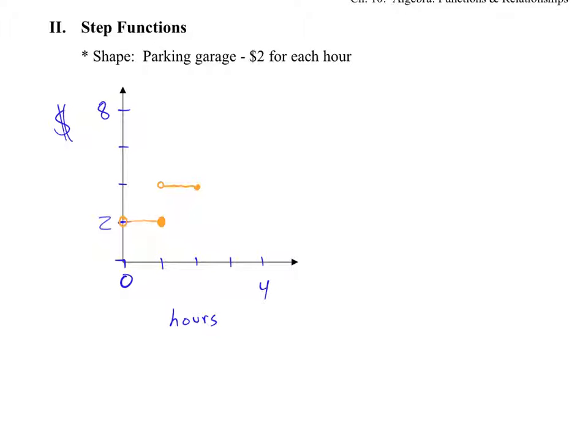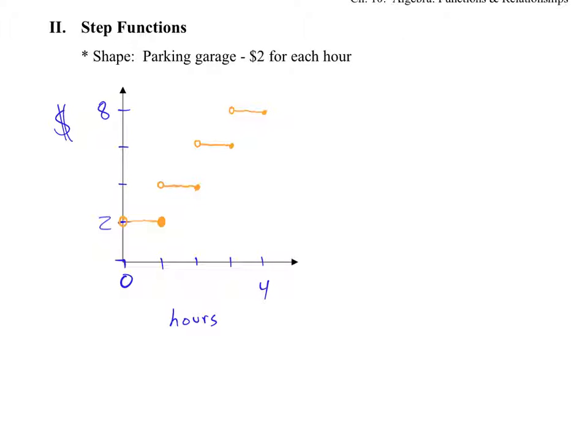right up until my 2 hour mark. And at 2 hours, I'm still at 4, but as soon as I'm a tiny bit over, I do an open circle at an x value of 2 and a y value of 6. And now as soon as I leave that and head into 2 hours and some minutes, I pay $6. And then the very last one, open circle at the 3 and over to 4. So it kind of looks like steps, which is probably why they're calling it a step function. It's all these individual steps going up.